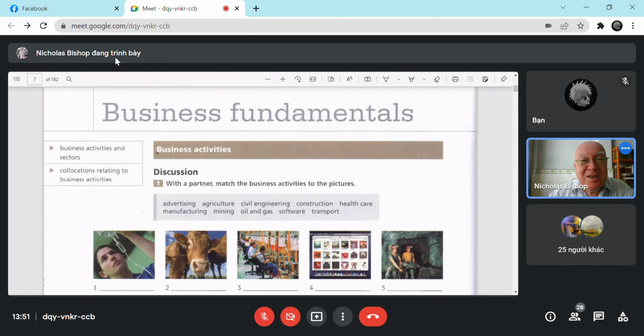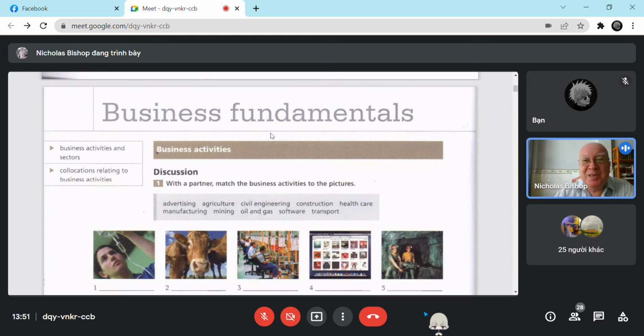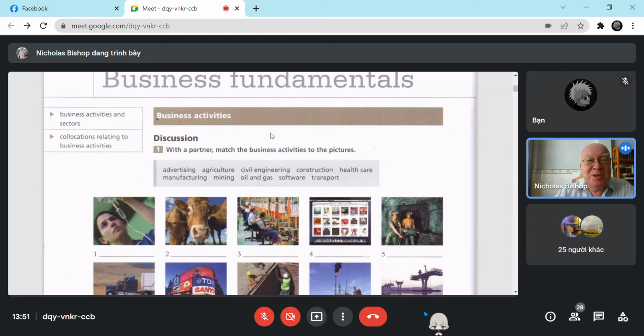So business fundamentals. These four pages are giving you the basic stuff, which is important. In the top left corner, it says business activities and sectors, and it says collocations relating to business activities.